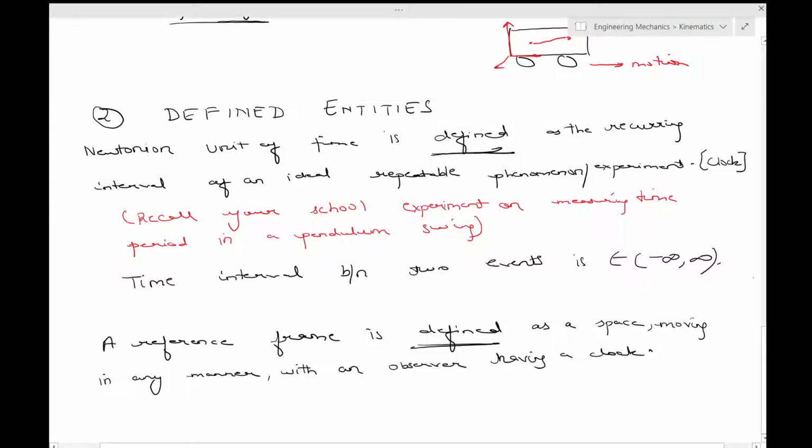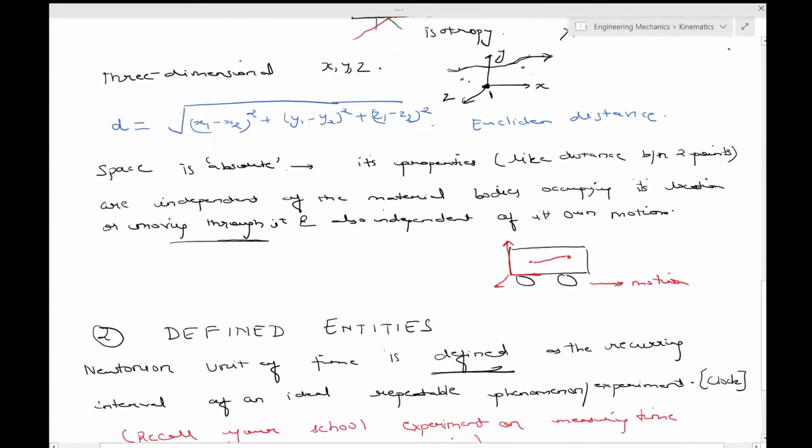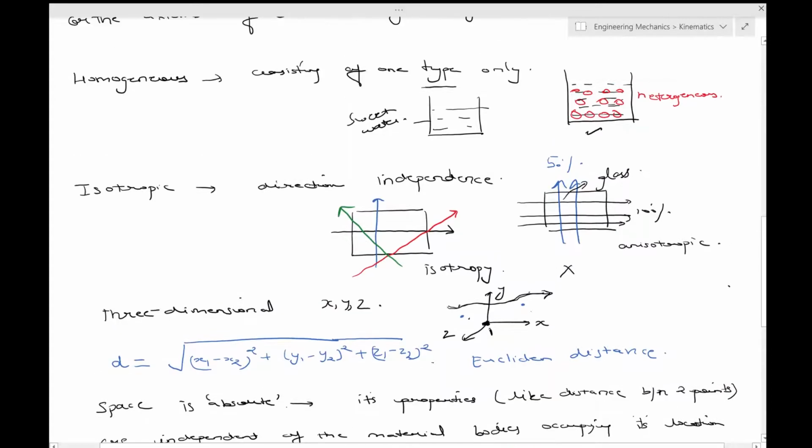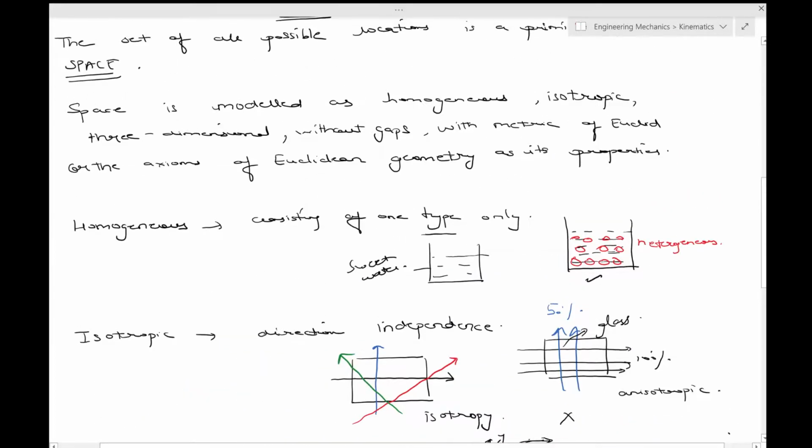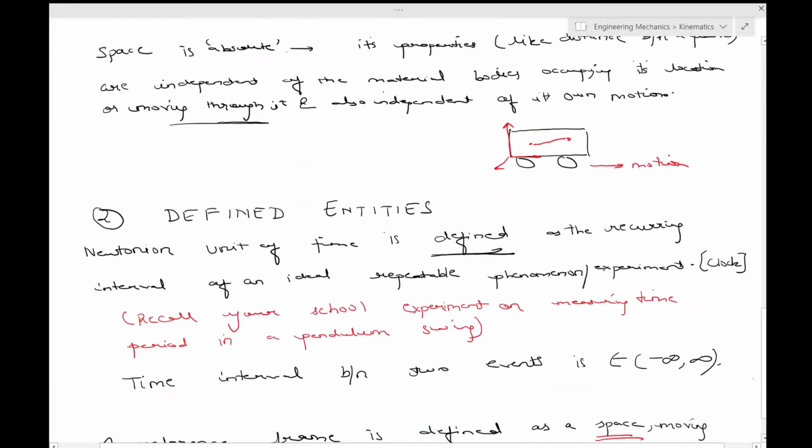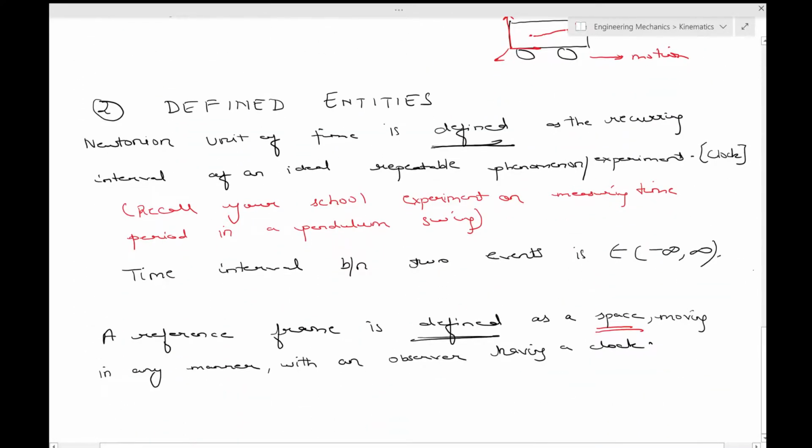So this is important, that it is a space, and you know what the space is. You have defined it as a primitive above. It has certain properties which we have discussed in great detail. So a reference frame must have all these properties. Over and above that, it should also have an observer, which may be you, it may be a computer, but it should have a clock with which it can measure the interval between times.